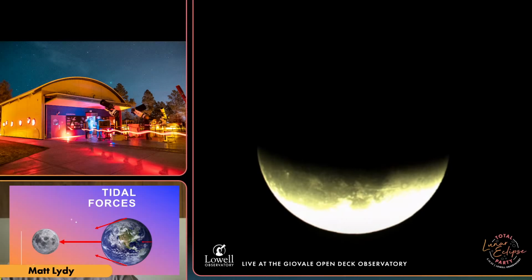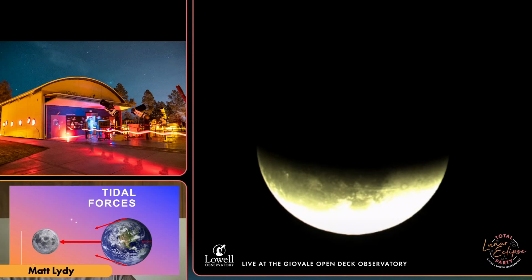These arrows represent the gravitational pull of the moon on the Earth. On the side of the Earth that's closest to the moon, there is the largest gravitational pull, and we can see that with the largest arrow. And as you move away from the moon, the arrows get smaller and smaller because the gravitational force of the moon on the Earth gets smaller and smaller.